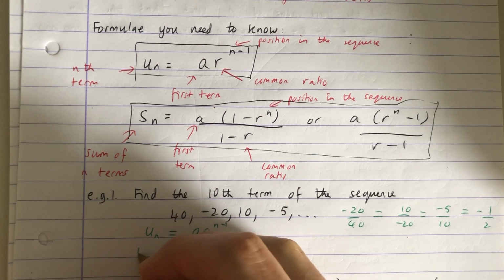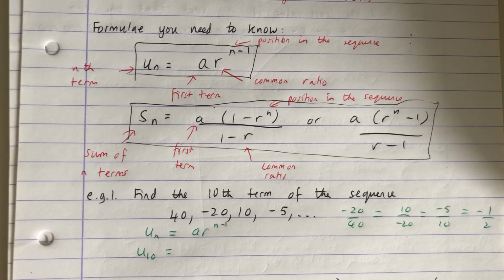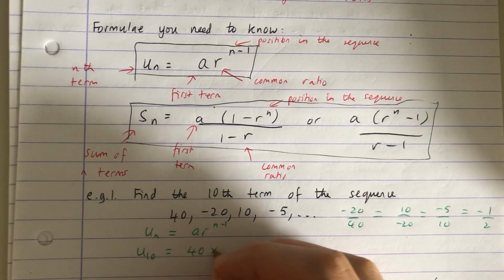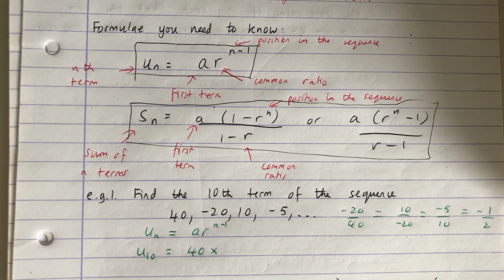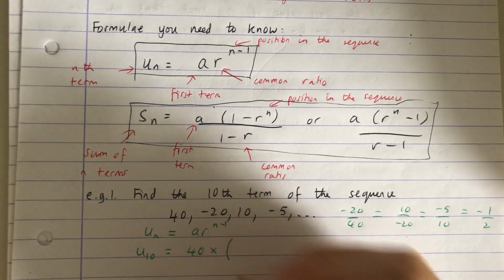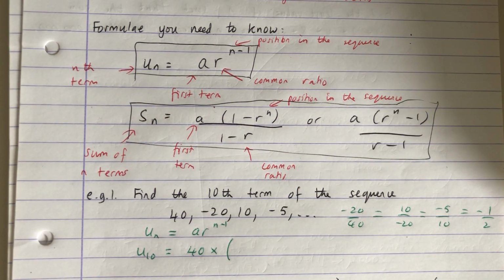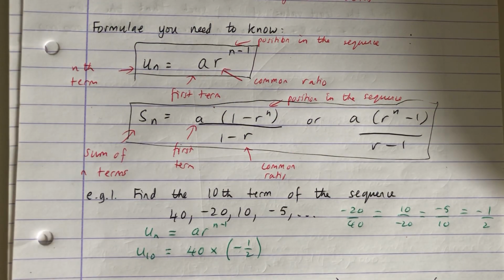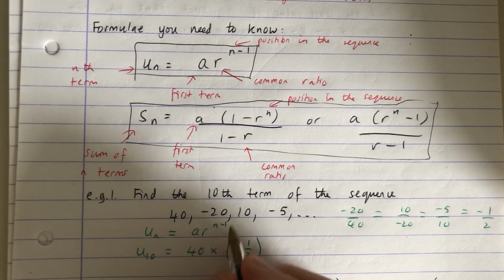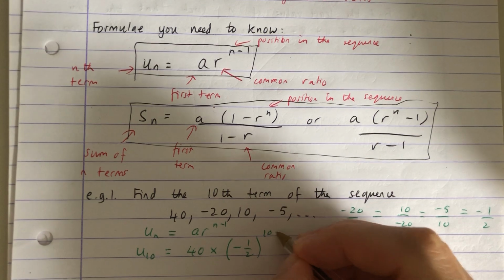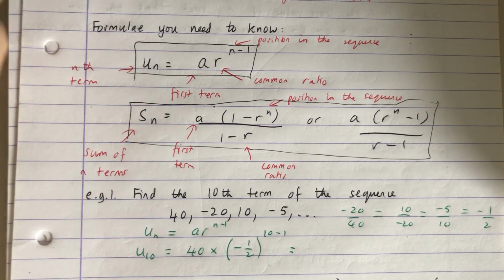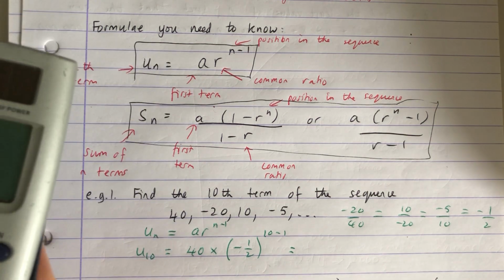And you want the 10th term, so that's u10. a represents the first term, which is 40, times r. You should put r in a bracket, particularly when it's negative. Minus a half, the common ratio, to the power of n minus 1, 10 minus 1. And I type that into my calculator, and that gives me the 10th term.